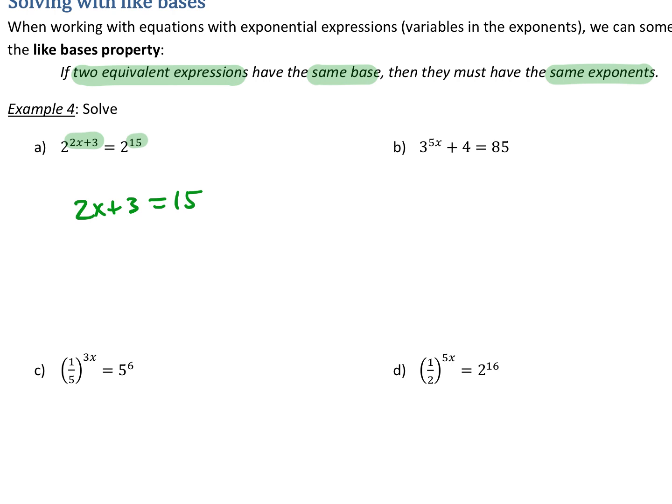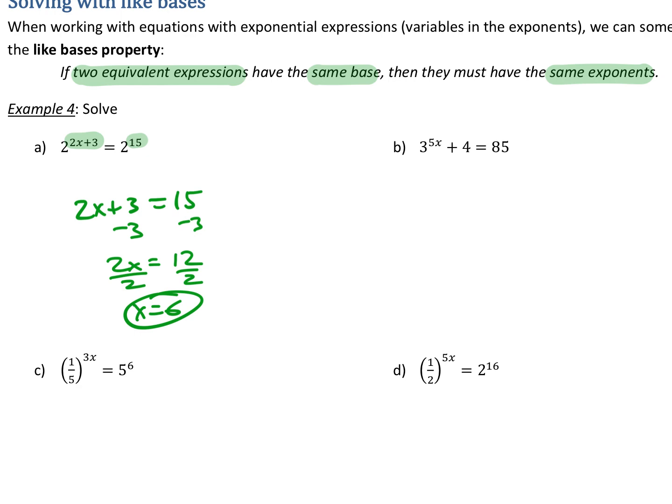Now we don't have any exponent. We don't care about the base 2. We just need to make these exponents equal. And we can solve that. It's a basic linear equation. Subtract 3, divide by 2, and we get 6. Okay?